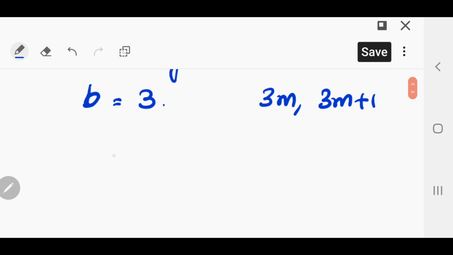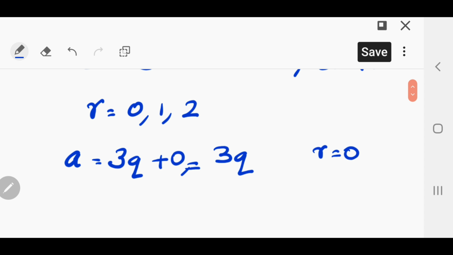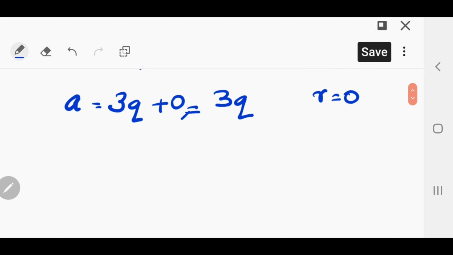So if b is equal to 3, what are our possible r? 0, 1 and 2. We cannot take 3 because r should be less than 3. If r is equal to 0, a will be bq plus r, b is 3, so 3q plus 0, that means 3q. So this is our first a. Now what is our question? Square of an integer. So we can find the square. A square is equal to 3q square.